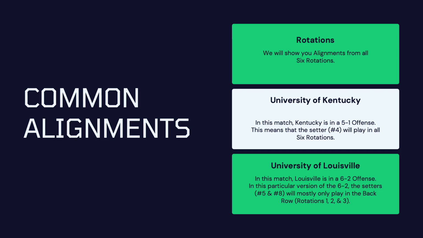Now, you noted I said in this particular version of the 6-2. There are versions of the 6-2 where teams run 2 setters. One of the setters may play the back row, and another setter will sub in and play the front row.